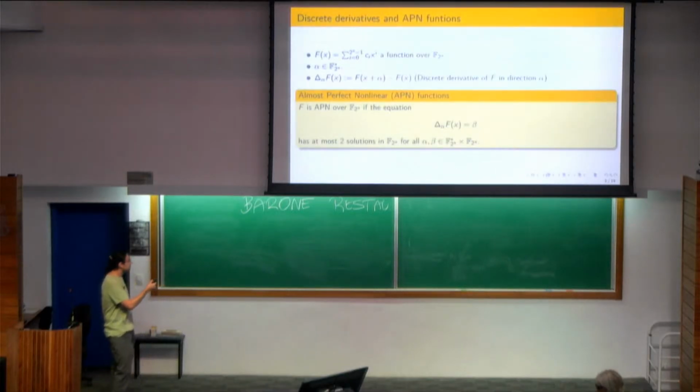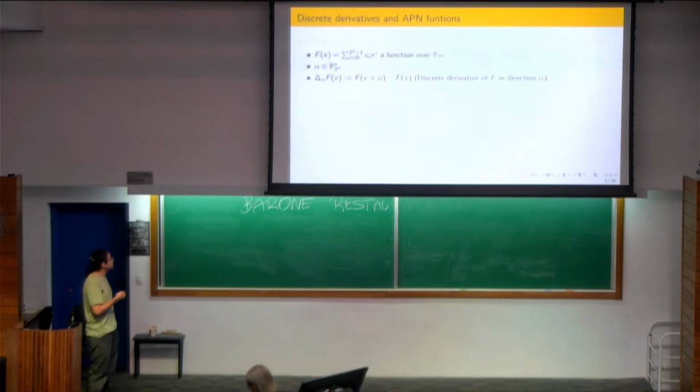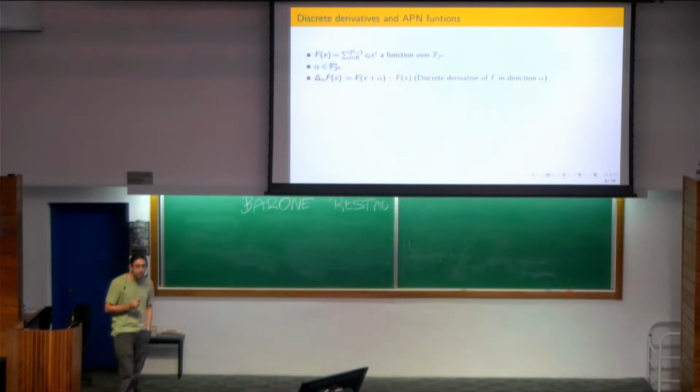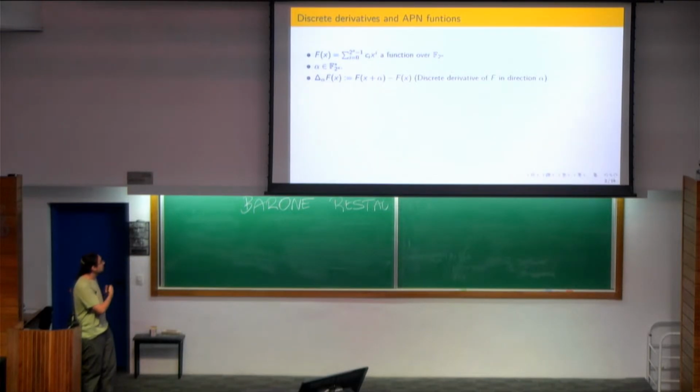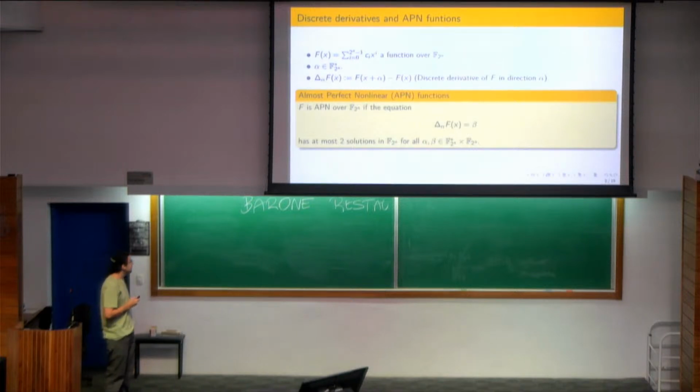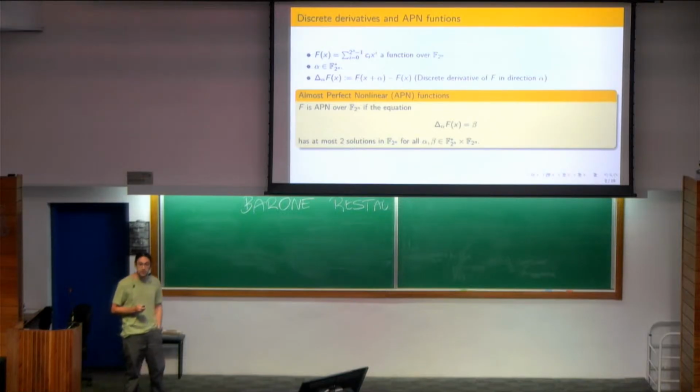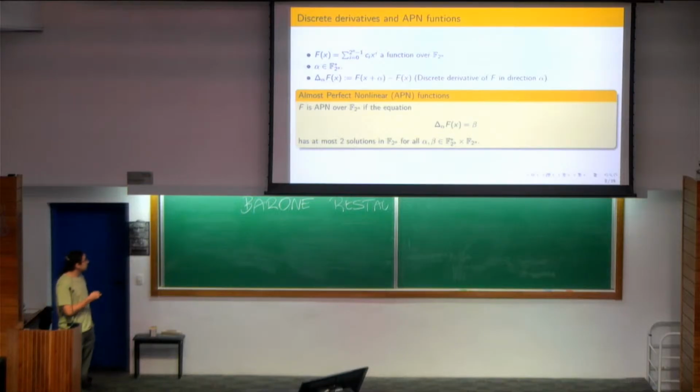We take any function f over the binary field F2 to the power of n. For any direction alpha, we define the derivative of f in the direction alpha as the difference of f of x plus alpha and f of x. A function f is said to be APN if this equation has at most two solutions for every non-zero direction alpha and every beta.